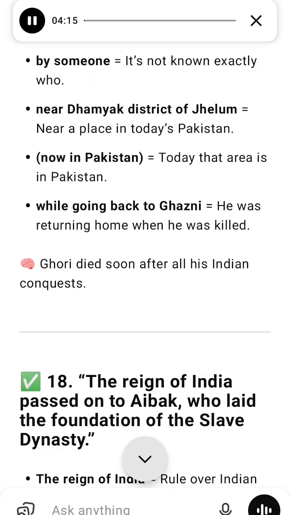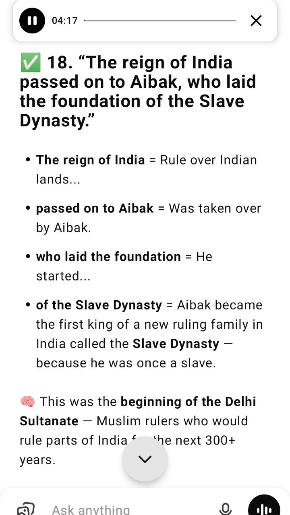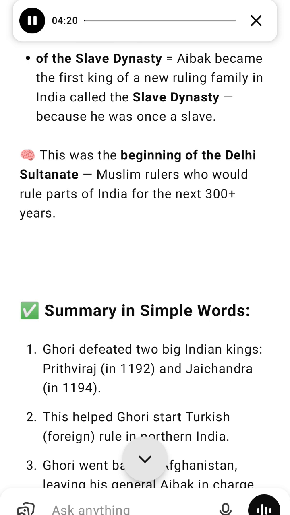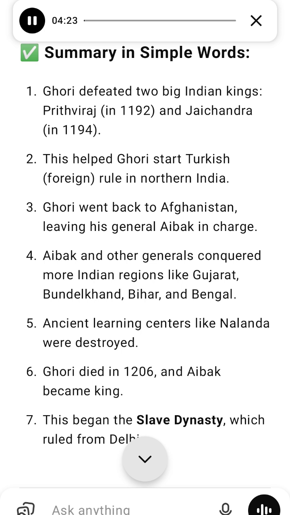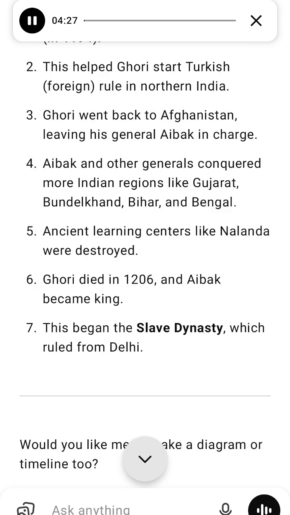Summary in simple words. One, Ghori defeated two big Indian kings, Prithviraj in 1192 and Jayachandra in 1194. Two, this helped Ghori start Turkish foreign rule in northern India. Three, Ghori went back to Afghanistan, leaving his general Aibak in charge. Four, Aibak and other generals conquered more Indian regions like Gujarat, Bundelkhand, Bihar, and Bengal. Five, ancient learning centers like Nalanda were destroyed. Six, Ghori died in 1206 and Aibak became king. Seven, this began the slave dynasty, which ruled from Delhi.